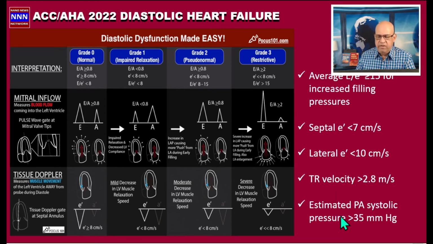When we meet all these criteria, the person is supposed to have grade 3 diastolic dysfunction, which for all practical purposes is a fixed diastolic dysfunction. Adjusting the risk factors, which we'll talk about in a minute, would not change these diastolic parameters.